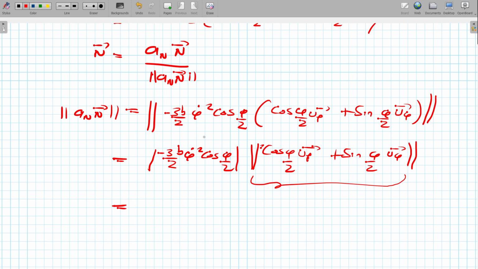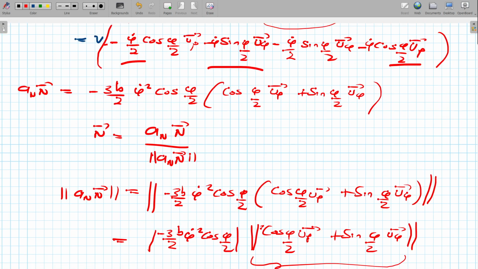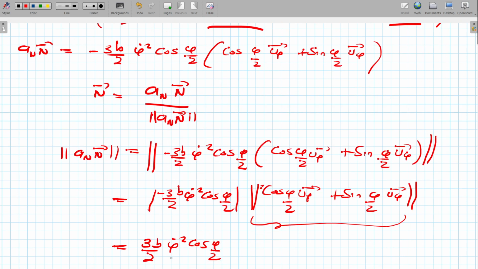If you're taking the norm of a constant, you can just convert the norm into absolute values. Taking the absolute value of a negative quantity gives the positive of this quantity. So we just get the positive representation of this expression: 3b divided by 2, phi point squared, and then cosine phi divided by 2 is what the norm is.